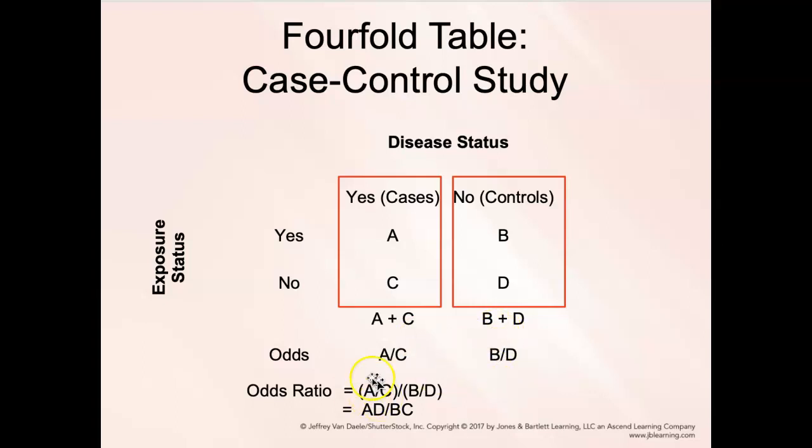That comes out to A divided by C, then divided by B divided by D. That mathematically works out to this AD over BC calculation, but I really advise not just memorizing that because you don't actually understand what you're doing. I would actually calculate it out like this, where you're actually writing out those numbers A over C, and then dividing that by B over D, because then you are actually comparing the odds of exposure in your cases versus the odds of exposure in your controls.